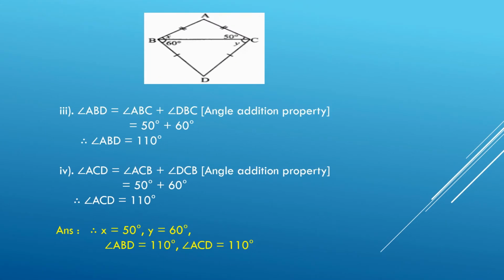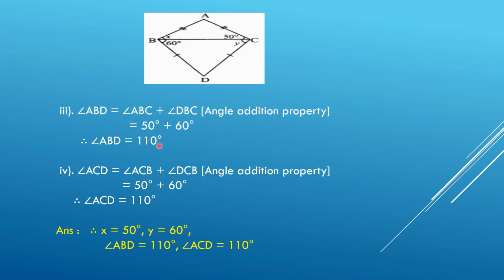Next, we have to find angle ABD and angle ACD. In this figure, angle ABD is equal angle ABC plus angle DBC. That is by angle addition property. Angle ABC is equal to 50 degree. Then 50 plus 60 is equal to 110 degree. Therefore, angle ABD is equal to 110.